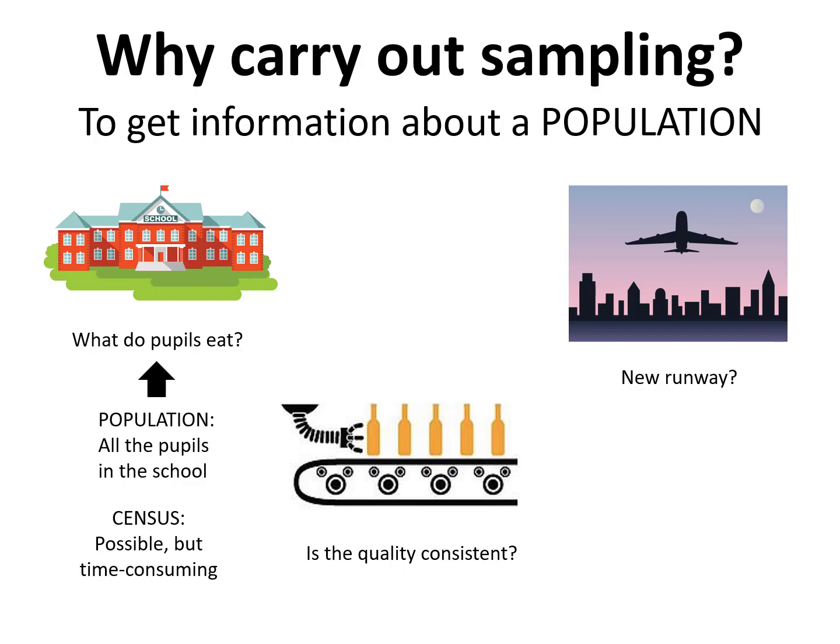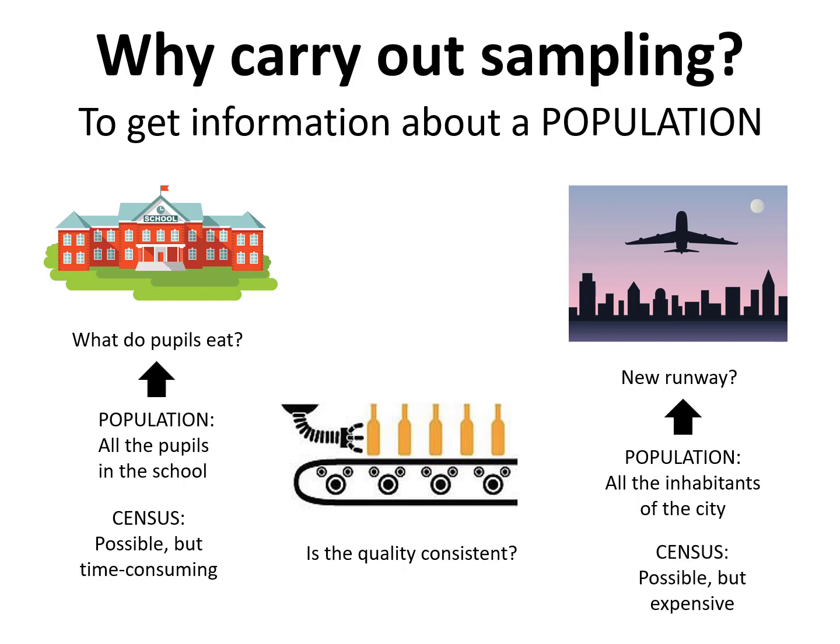What about the second situation? We want to know about citizens' opinions of a new runway at the airport. Our population is all the inhabitants of this city. I guess a census is possible, but it would be very expensive. The final situation is different. Here, our population is all the bottles coming out of this factory. If we wanted to test the quality of every single bottle coming off the end of the production line, we'd have nothing left to sell. You can't do it. A census is out of the question. We are absolutely stuck with taking some kind of a sample.